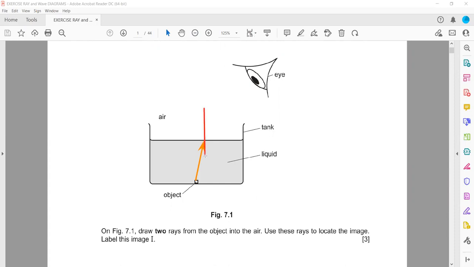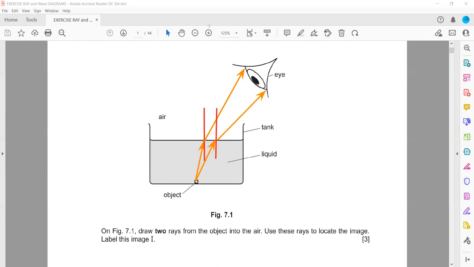If we draw the imaginary line, which is a normal, it will bend away from the normal. So this light ray will bend away from the normal. Same thing, another ray. When we draw the normal, the red line is representing the normal. Moving from liquid to air, again, the speed of the light increases. As the speed of the light increases, it will bend away from the normal and it enters the eye.